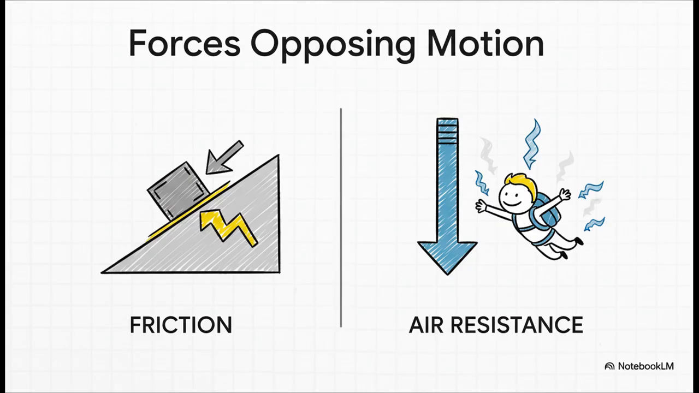And of course, we've got to talk about the forces that always seem to be trying to slow things down. Friction and air resistance. Friction is that force that kicks in when two surfaces are trying to slide past each other, like a box grinding its way down a ramp. And air resistance? Well, it's really just a special kind of friction that happens when something moves through the air, like the force that pushes up on a skydiver and stops them from falling faster and faster forever.